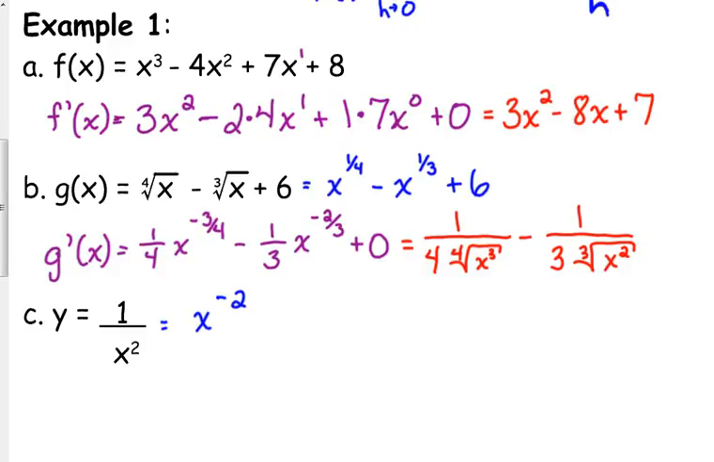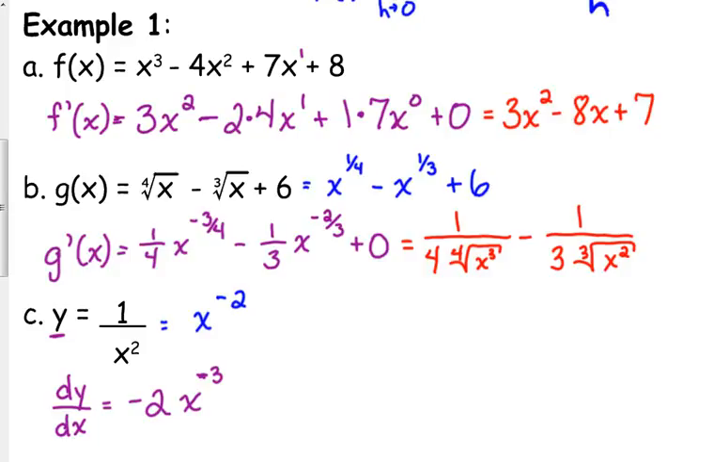So here's a different notation. Since my function was labeled as y, I'm going to label the derivative as dy over dx, the derivative of y with respect to x. Bring down the exponent. There was no constant in front. Subtract 1 from the exponent. So that's negative 2x to the negative 3rd.